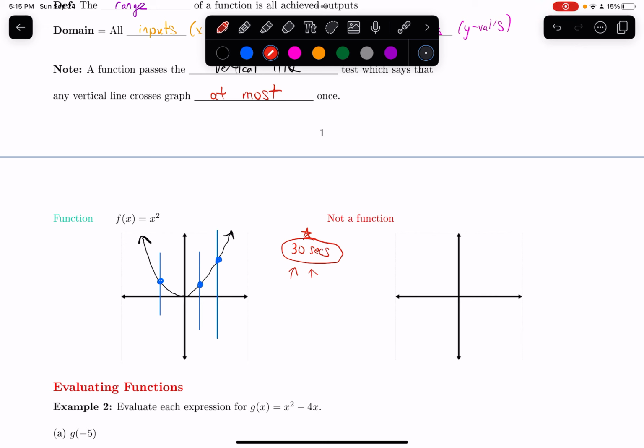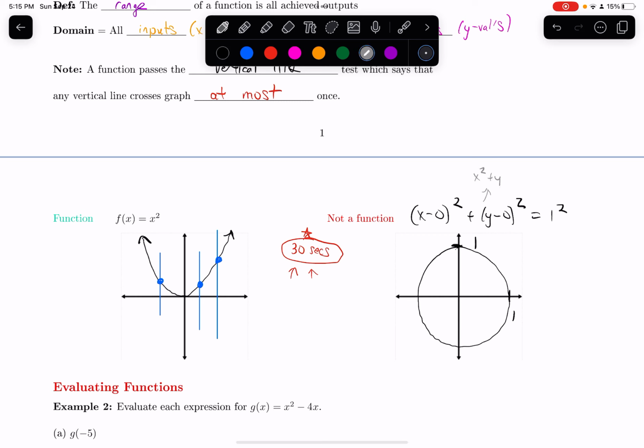So there are many possible examples, but I'll draw one possibility, which is a circle. We talked about circles in chapter 3. So let me say my circle is centered at the origin, and let me give it radius 1. Then let's practice writing the formula. The formula for the circle would be x minus 0 squared, because the x coordinate of the center is 0, plus y minus 0 squared, because the y coordinate of the center is 0, and that equals r squared, the radius squared, which is 1 squared. Or I could simplify this to x squared plus y squared equals 1.